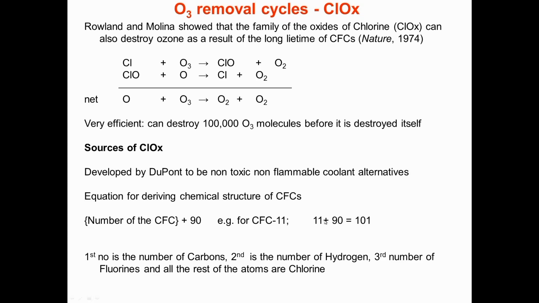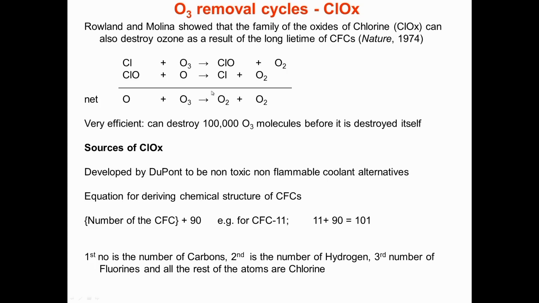But the upshot of this is that these CFCs are very stable at the ground, but they're not stable up in the stratosphere. So why aren't they stable in the stratosphere? Because they photolyse. Because that's where all the energy is. So all these photons of high energy can actually make the CFCs unstable in the stratosphere, even if they're stable at the ground.